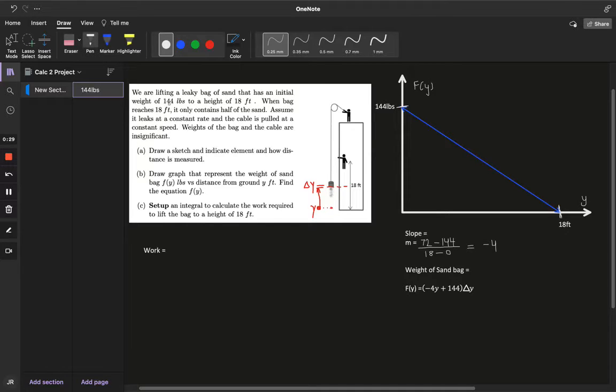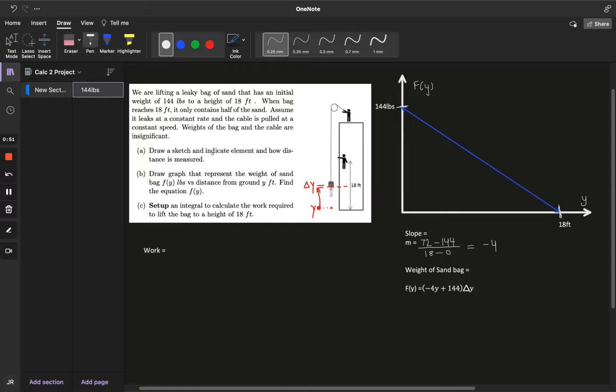We are lifting a leaky bag of sand that has an initial weight of 144 pounds to a height of 18 feet. When the bag reaches 18 feet, it only contains half of the sand. Assume it leaks at a constant rate and the cable is pulled at a constant speed. Weights of the bag and the cable are insignificant.